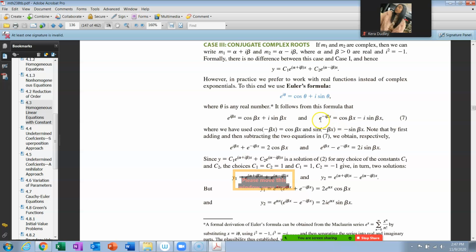Add to that e to the minus I beta x, which would be cosine beta x minus I sine beta x. Add those two together, and these two terms will disappear because they add to 0. So the sum of this one plus that one is equal to 2 times the cosine of beta x. Okay?